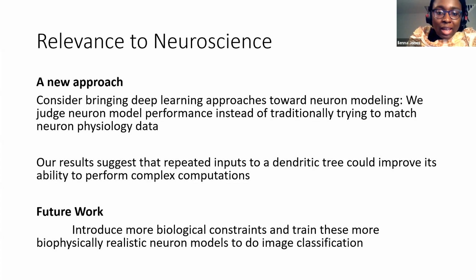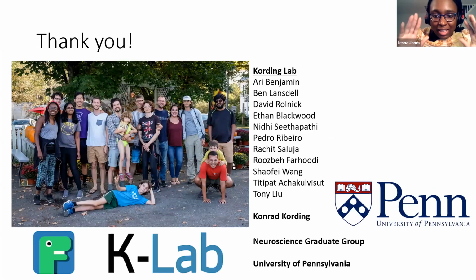Our results suggest that repeated inputs to a dendritic tree could improve its ability to perform complex computations, and some future work would be to introduce more biological constraints and train these more biophysically realistic neuron models to do image classification. And with that whirlwind presentation, I thank everyone here.